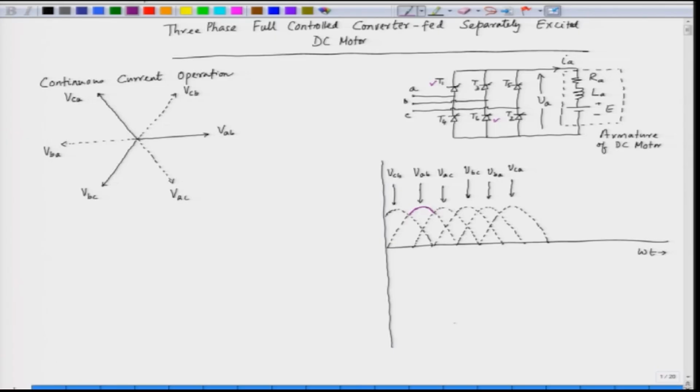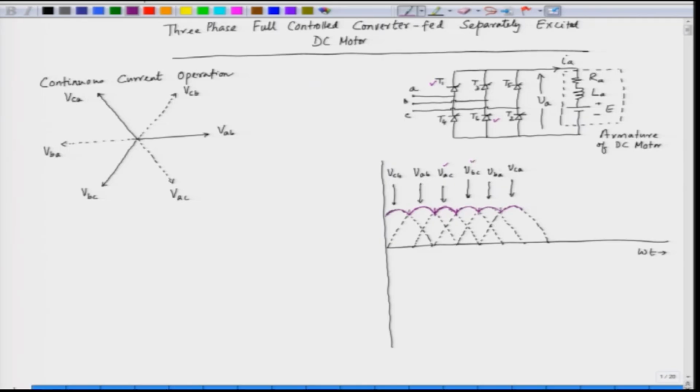So, had there been diodes, the output voltage would have been like this. This would be the output voltage when we replace the SCRs by diodes. So, this would be the natural output voltage if we have an uncontrolled rectifier. For let us say between this region to this region, VAC is the most positive voltage. Similarly, from this region to this region, we have VBC and so on.